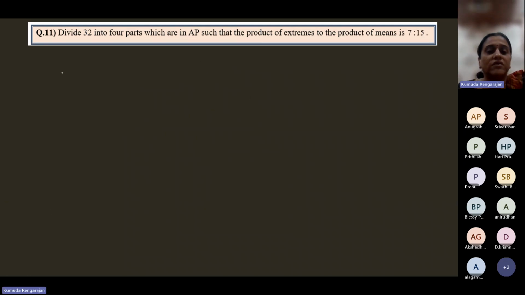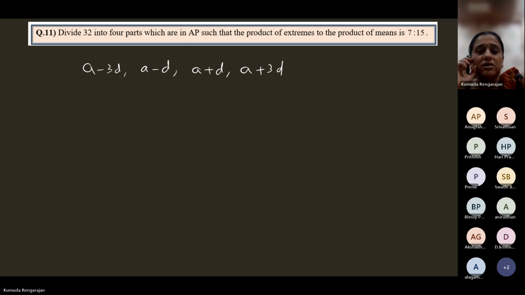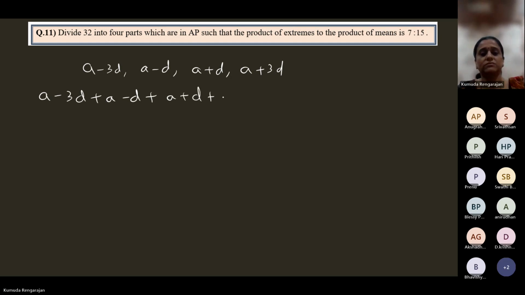Now in this question, divide 32 into 4 parts. So let the 4 parts be A minus 3D, A minus D, A plus D, A plus 3D. So 32 is broken into 4 parts, right? So the sum of the 4 parts will be 32. Total 32. You are dividing that into 4 parts so that the parts are in AP. So that means when you add the parts, you will get 32.